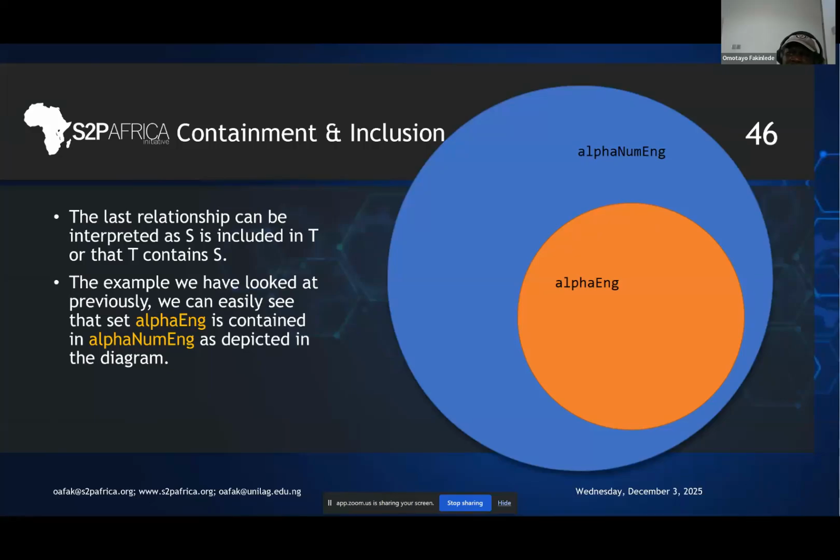Containment and inclusion. The last relationship can be interpreted as S is included in T, or T contains S. In the example we looked at previously, we can easily see that alpha eng is contained in alphanumeric eng, as depicted in the diagram.